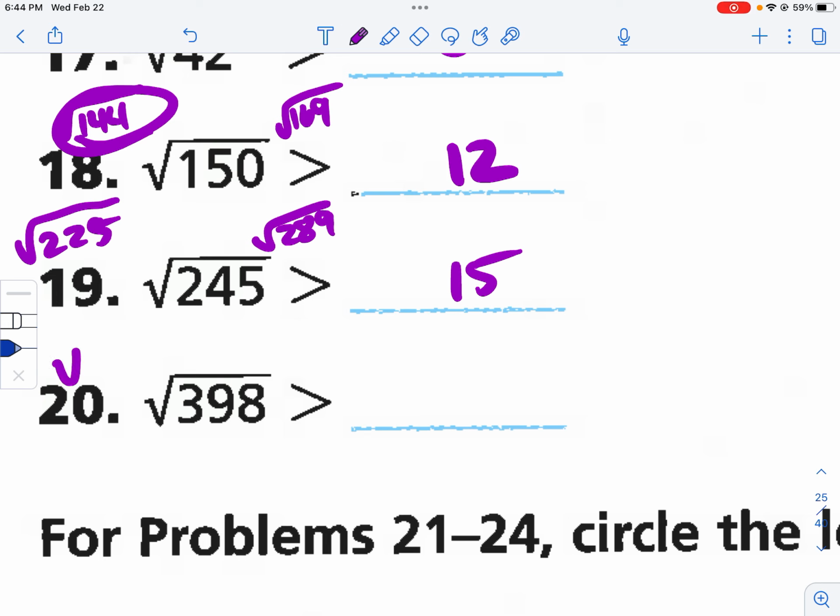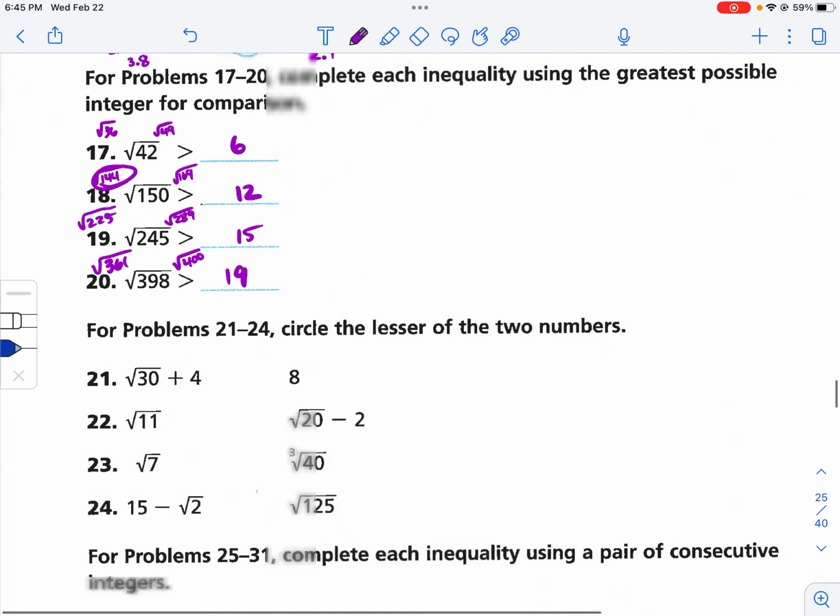And, oh, I don't know this one off the top of my head. This would be 420, so 19. I don't know off the top of my head. I should know it. It's 271. Oh, 361. So 19. Oh, I didn't even have to do it. Never mind.